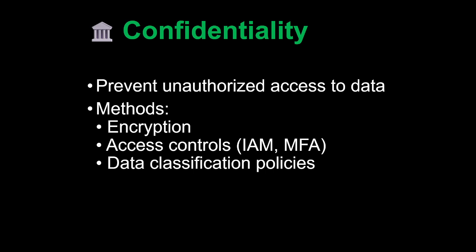Okay, what is confidentiality? Confidentiality is about privacy. Use encryption to scramble sensitive information. Access control makes sure only authorized persons can see or access it. Prevent unauthorized access to data. We have some methods to maintain the confidentiality of the data: encryption, access control, or data classification policies.